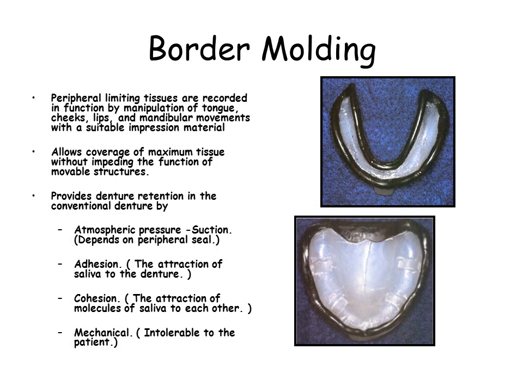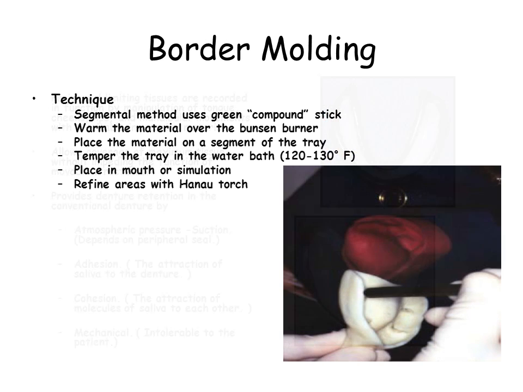Peripheral limiting tissues are recorded in function by manipulation of the tongue, cheeks, lips, and mandibular movements with a suitable impression material. Denture retention and stability are in part contingent upon intimate adaptation of the denture base to the soft tissue. These factors can be maximized by careful border molding procedures.